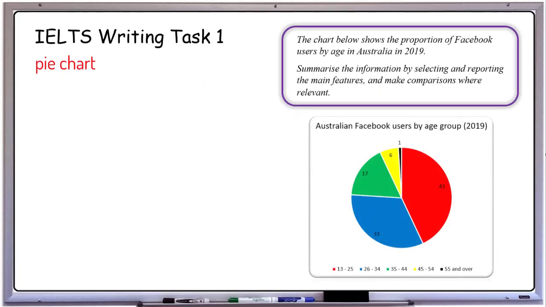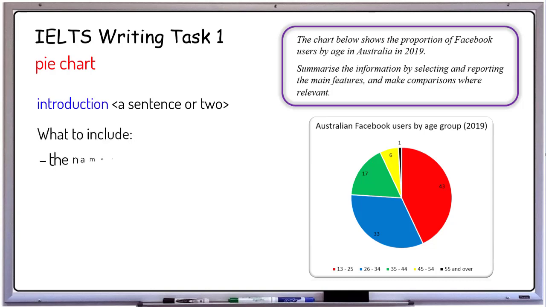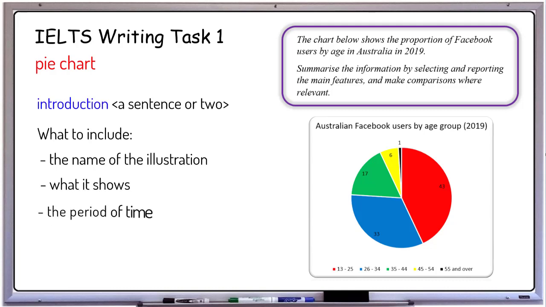Okay then, now we need to see how this actually works for writing up our pie chart. In order to provide your readers with a well-structured introductory sentence, you need to paraphrase the information in the task. As such, using the keywords we have previously identified, we can now write a sentence or two for our introduction. We have already learned that a good introduction includes the name of the illustration, what it shows, and the period of time.